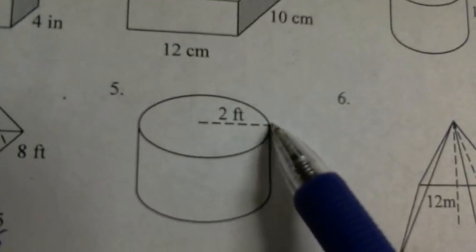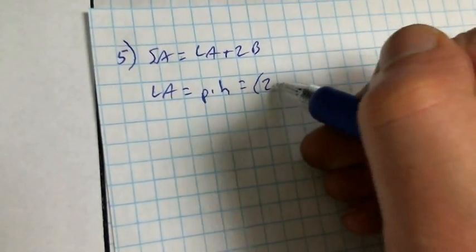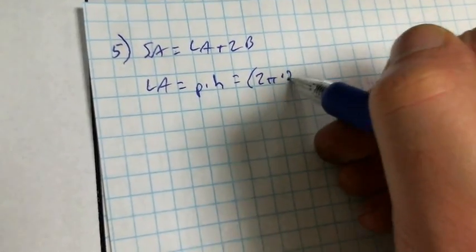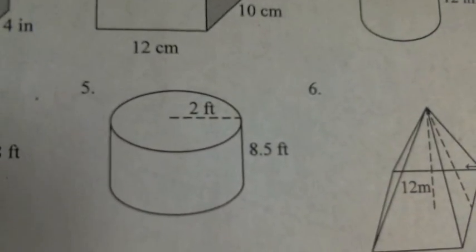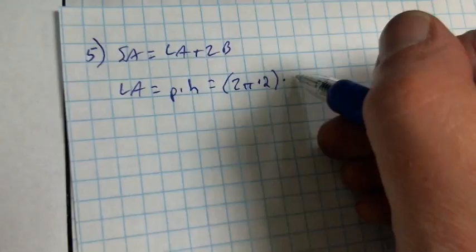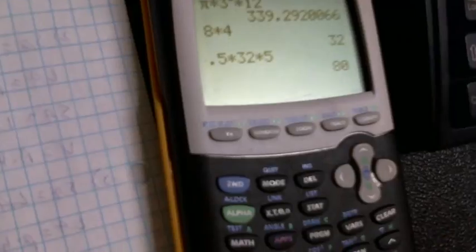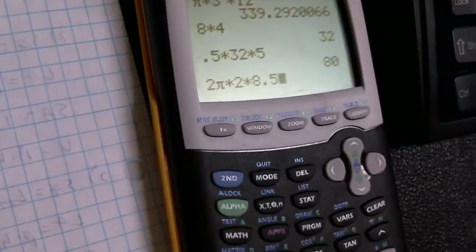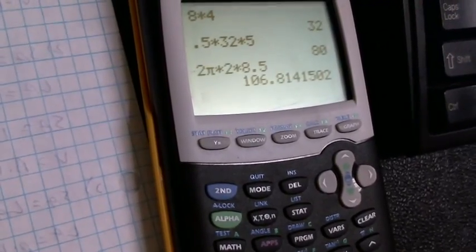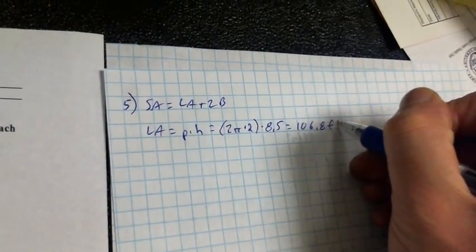Perimeter of this figure, the perimeter of the base, is going to be the circumference of this circle. Its radius is 2 feet. So it's 2 pi r. The radius is 2 feet. 2 pi times 2. The height of this figure is 8.5 feet. That's 106.8 feet squared.